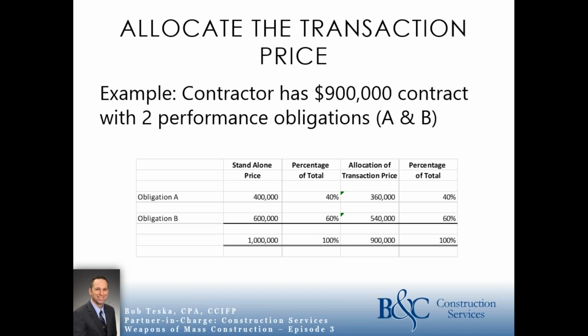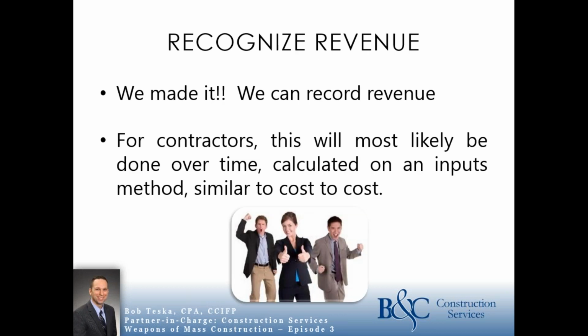What you do is you allocate the transaction price based on the standalone price. So 40% to A, 60% to B. So of the $900,000, 40% of that's going to go to A and 60% to B. So $360,000 and $540,000 gives us your $900,000. So that's how you would allocate the transaction price. You look at it as if you were doing these things separately.